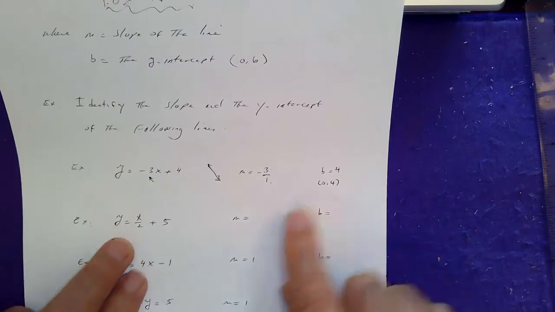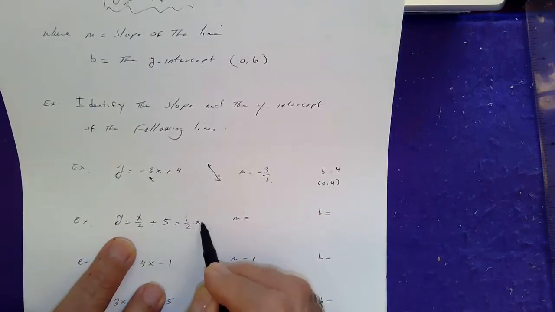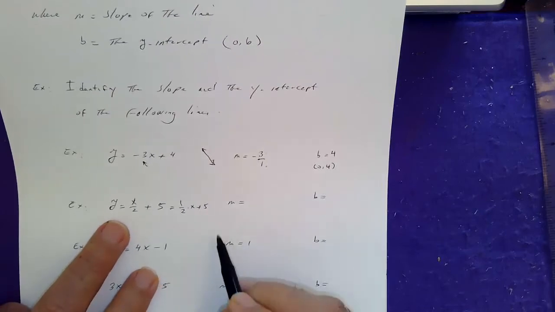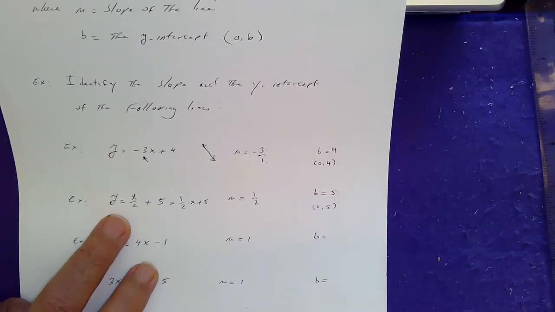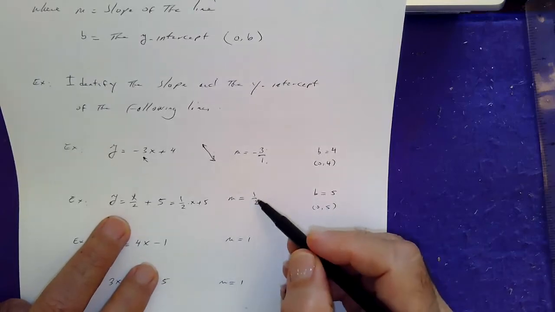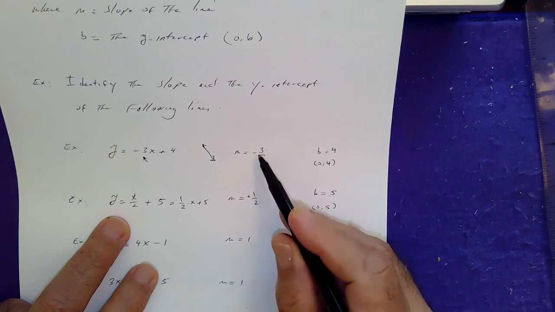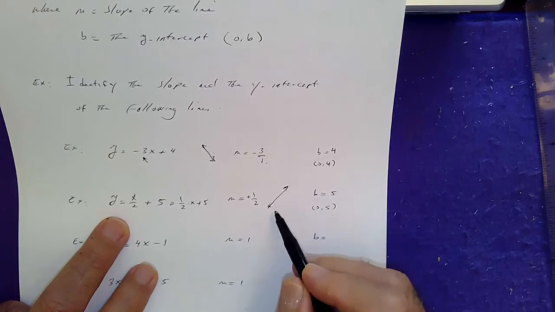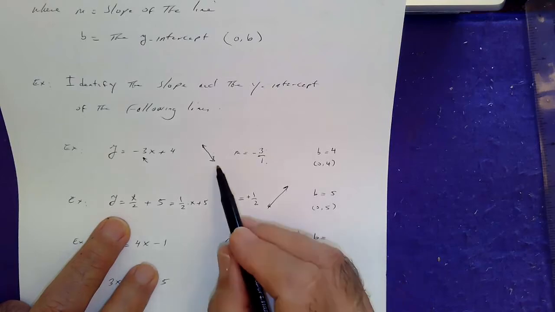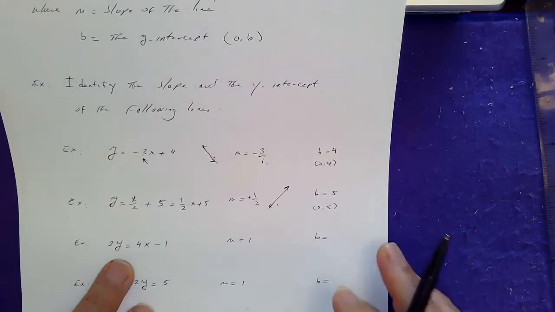This guy, believe it or not, is 1/2 times x plus 5. So the slope is 1/2 and the y-intercept is 5. So I'm going to write that as (0, 5). So what's going on here? Well, the slope is positive. So that means for every 1 unit I go up, I go 2 units over. So that means the line is what? Increasing. So this is decreasing. This is an increasing line.